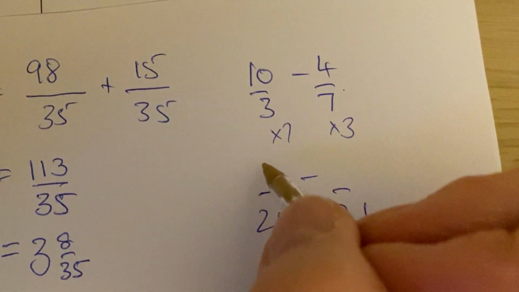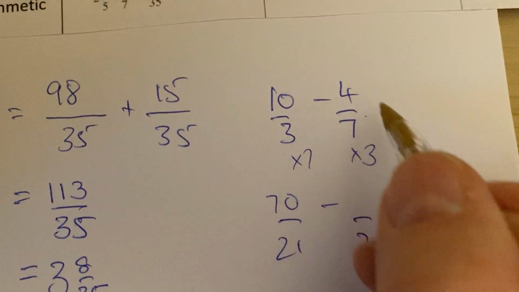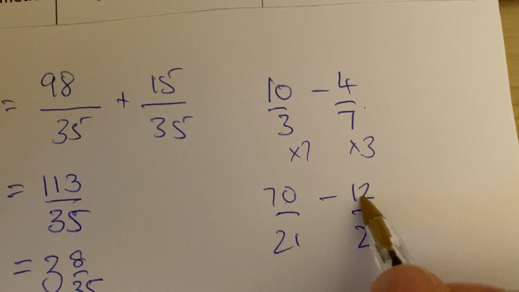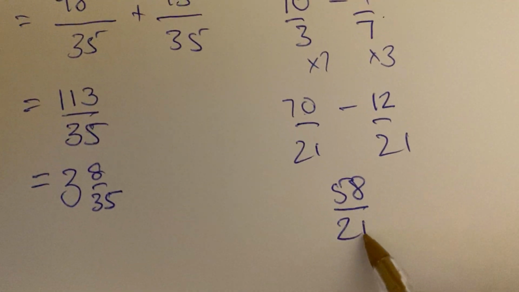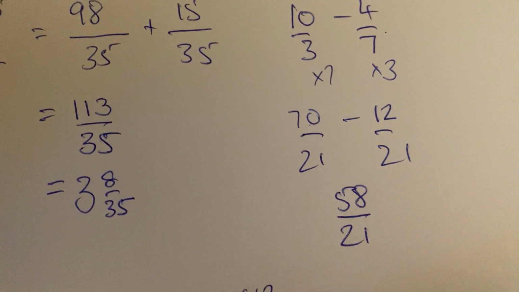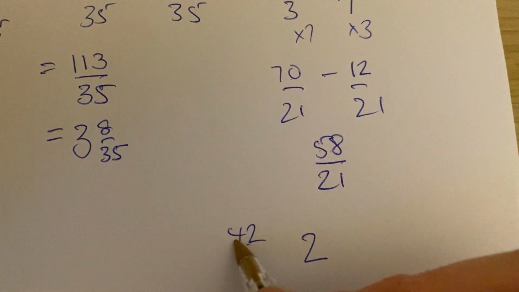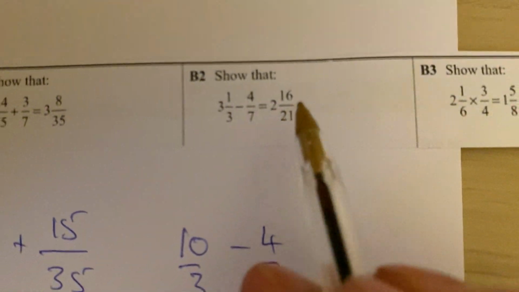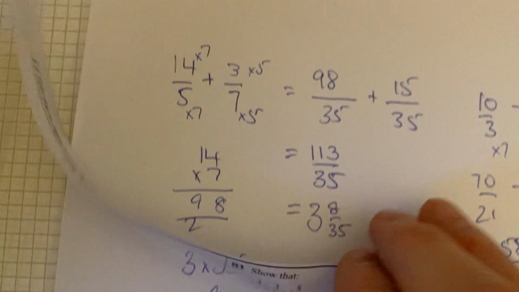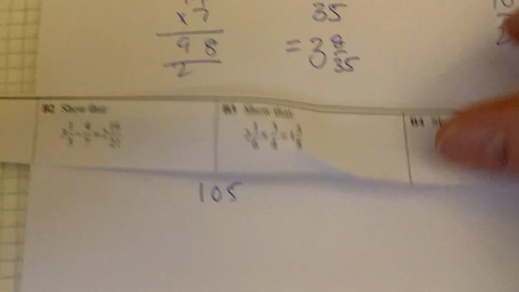and 7 times 10 is 70. 3 times 4 is 12. 70 take away 12 is 58. 58 over 21. There are 2 21s in that, and that's 42. To get from 42 to 58, that's going to be 16. So 16 over 21, which is what they want there. Right, then we go to the next one.